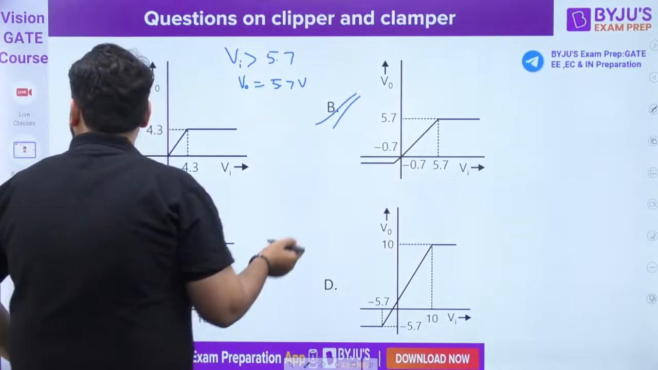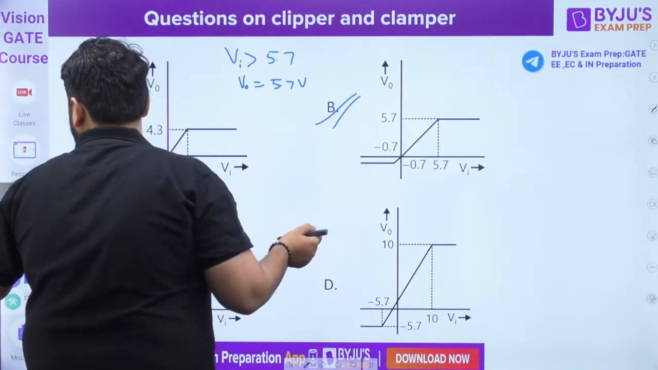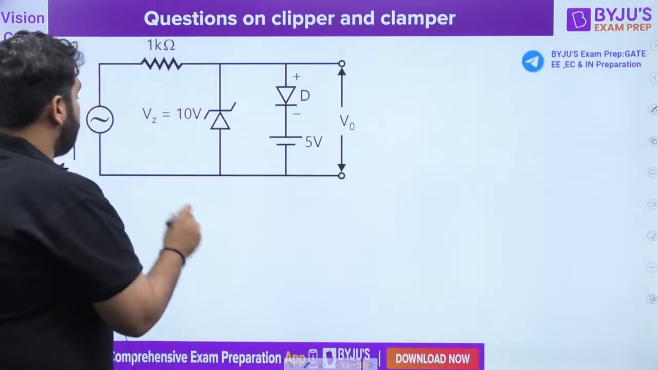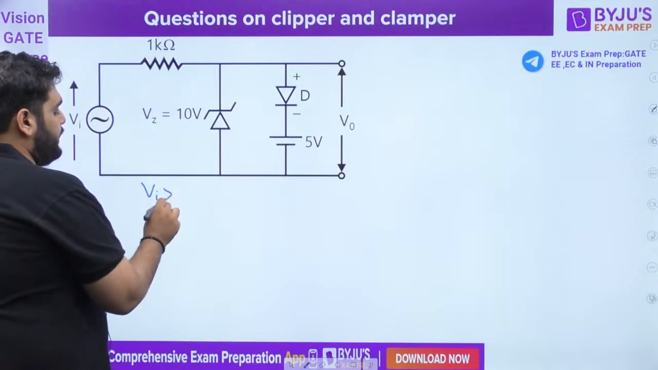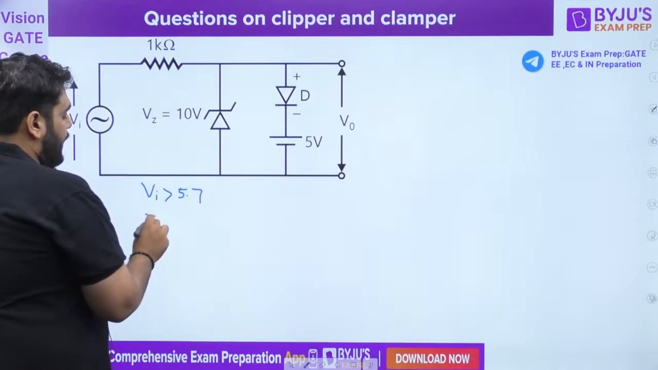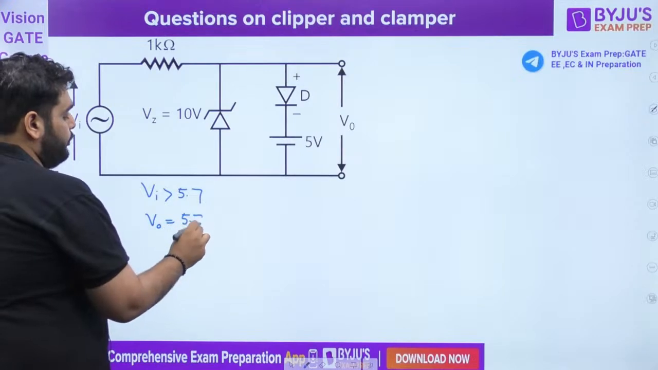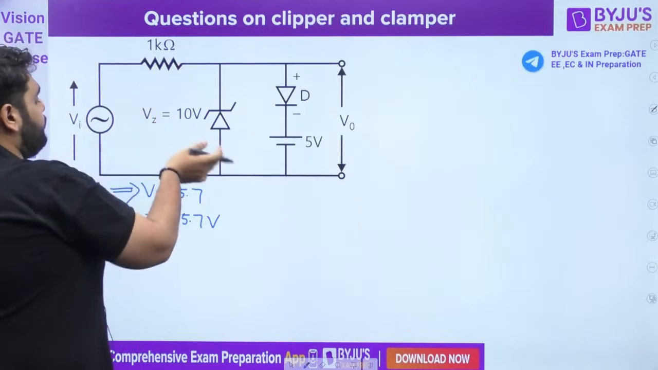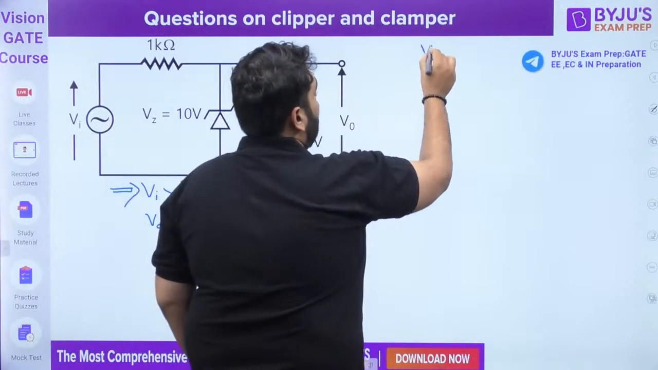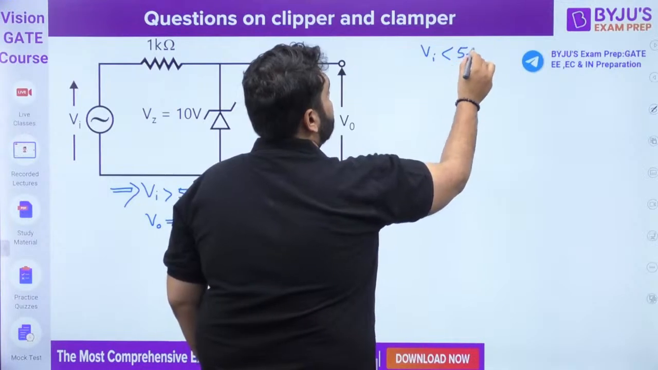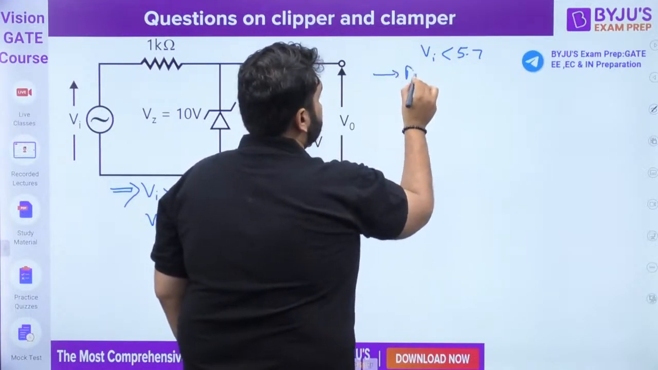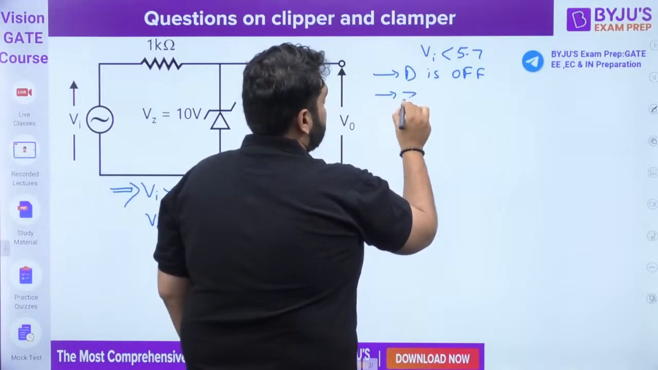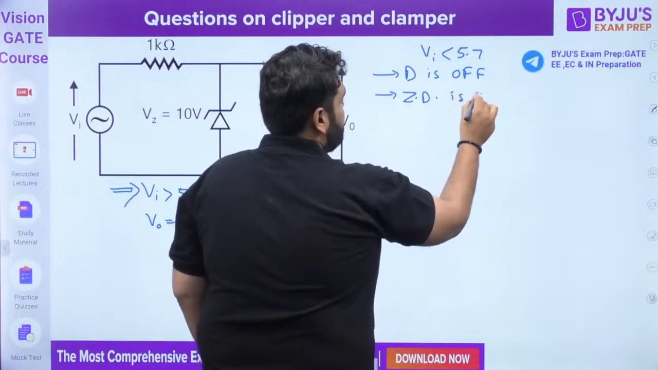But let's do the complete analysis. So one thing we have found out: when input is more than 5.7, output voltage is equal to 5.7 volt. Okay. This we have done already. Now if I talk about when input is less than 5.7 volt, so obviously in this case the diode is off. Apart from that, the Zener diode is also off.